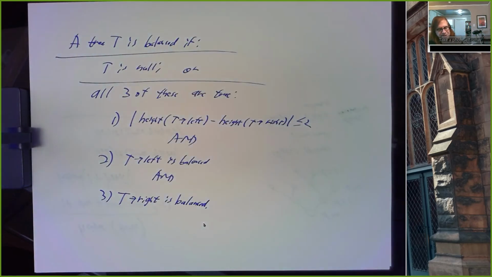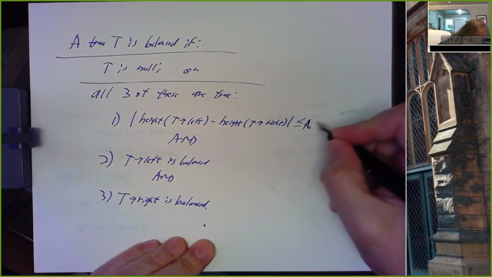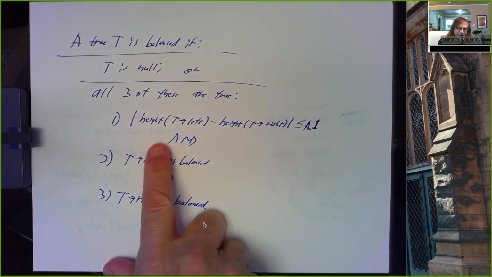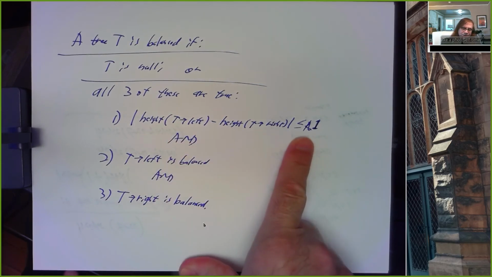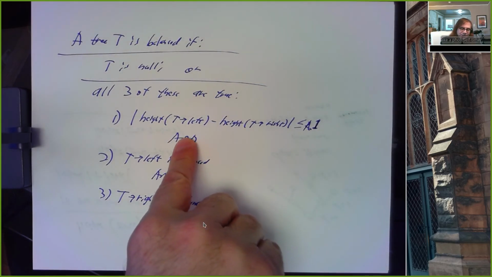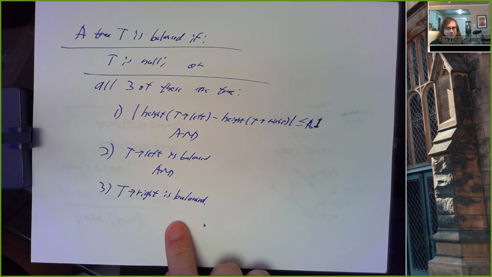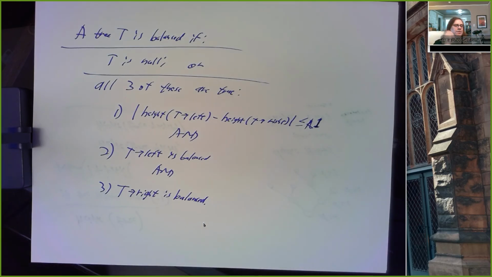So how do we code this in C? If T is null, return true. I don't know why I wrote 2. It's less than or equal to 1. If T is null, return true. If the difference in the heights of the left and right subtrees is less than or equal to 1, and balanced T arrow left and balanced T arrow right, then return true. Otherwise, return false. So your balance function is a few lines of code.